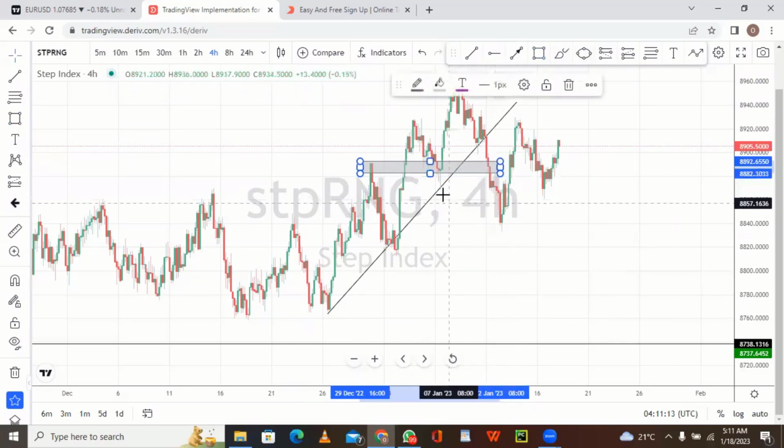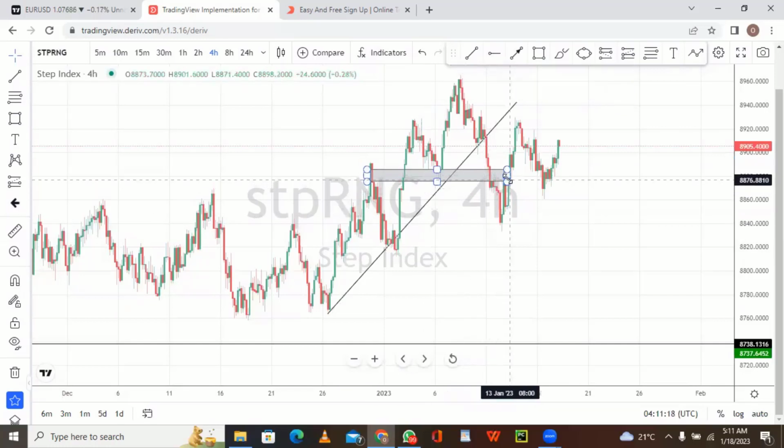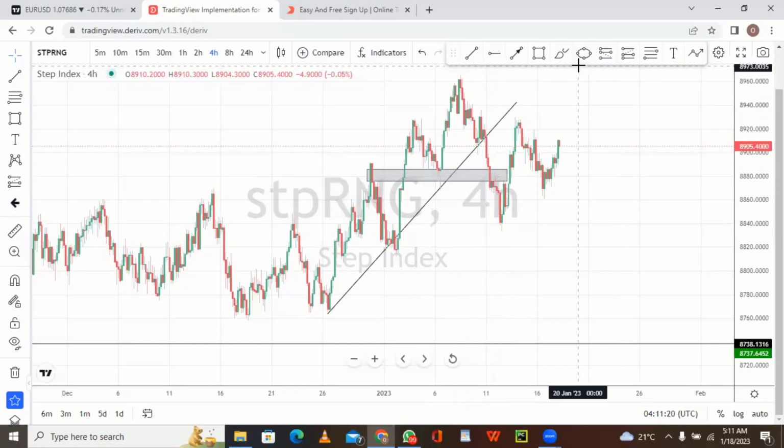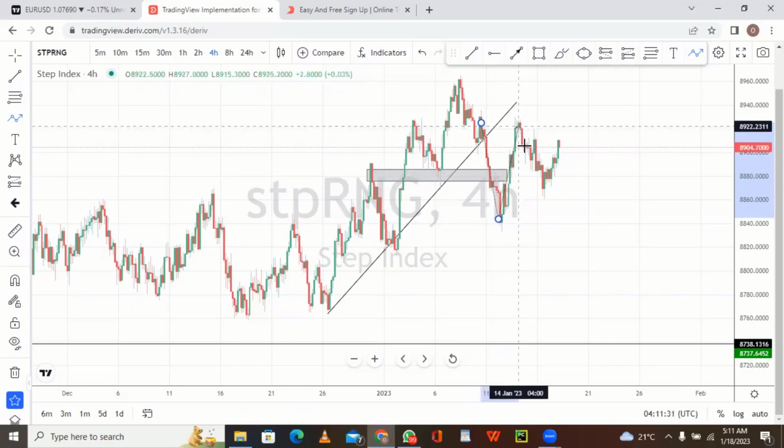There's a structural level at this point. And then what we see is that the market broke structure to the downside. And then the market went back to retest at this point.